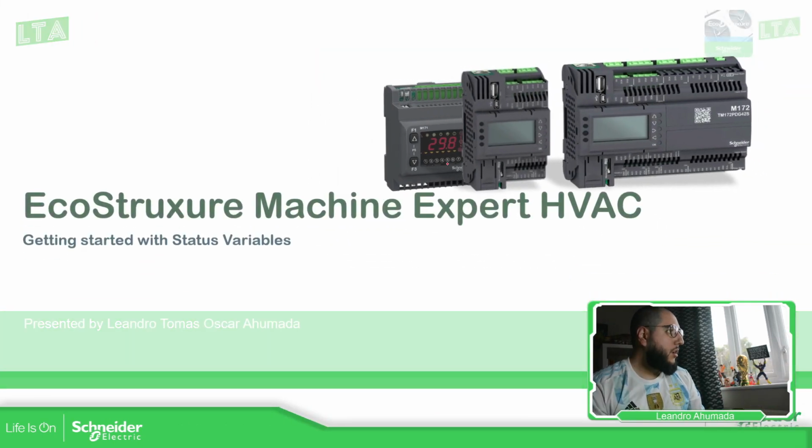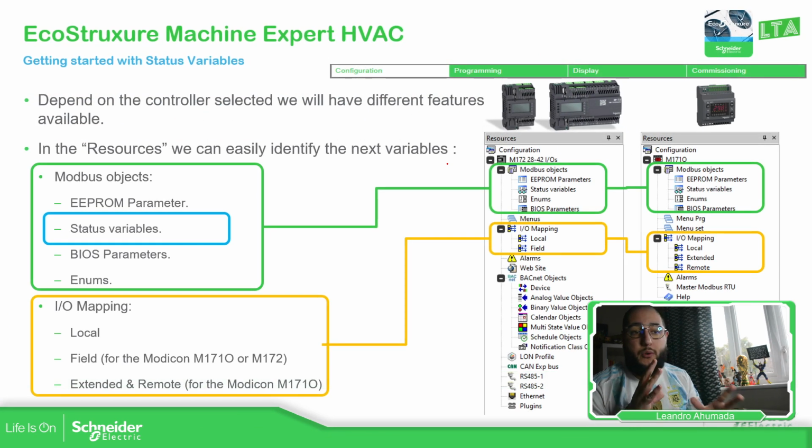So as soon as we create the project and we are in the configuration tab in the top left corner, you can see that depending on the controller, we have this information, okay? We saw in the previous video the BIOS parameter. Now we are going to talk about the status variables that we are over here. This one and this one. You can see the axis is the same for the M171 and the M172.